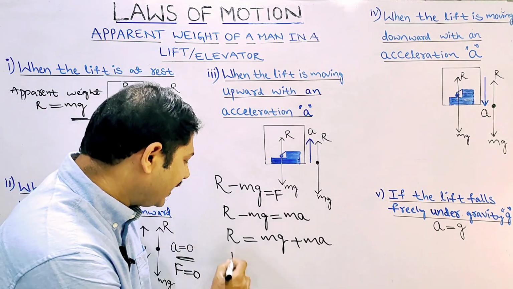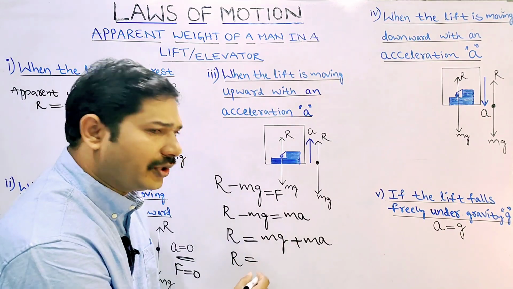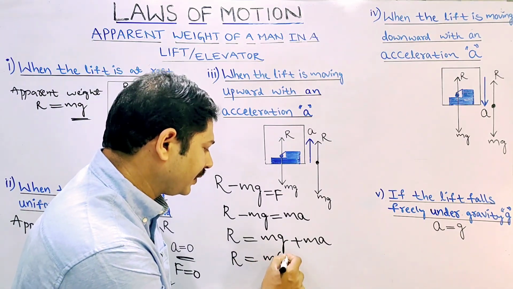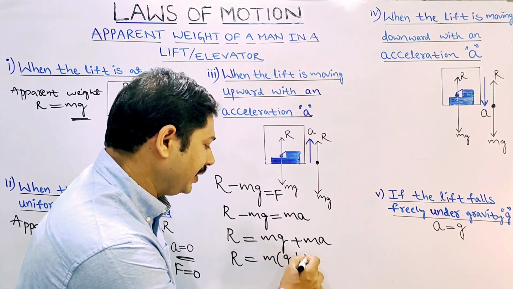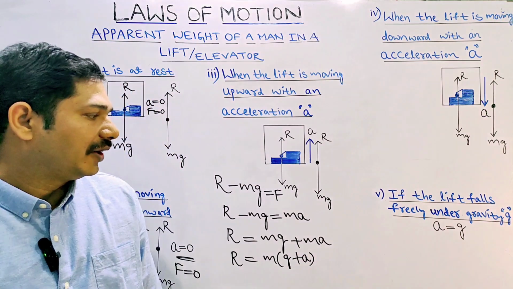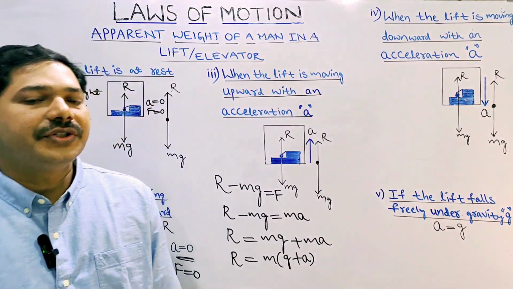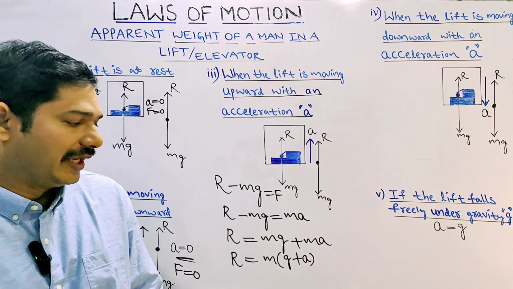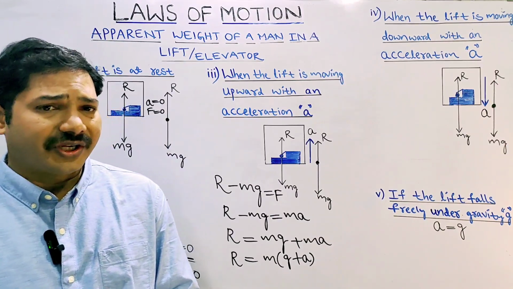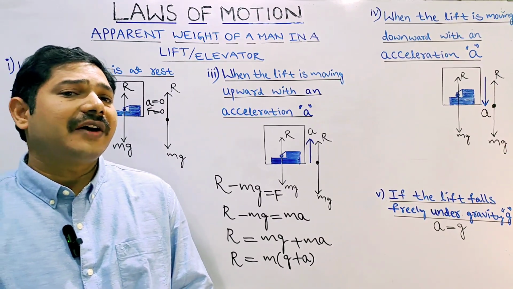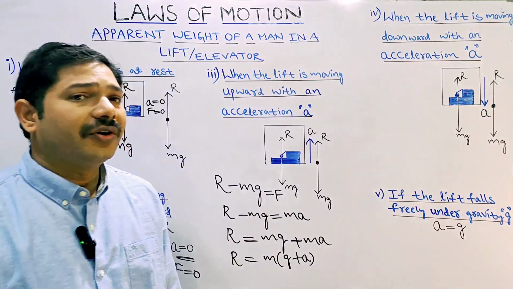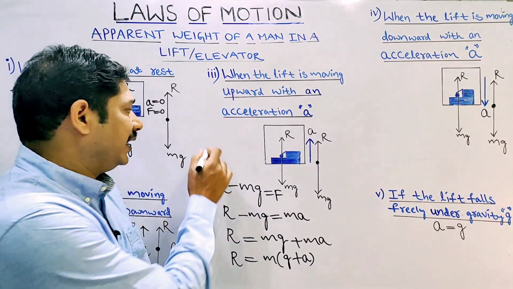So R equals m into (g plus a), taking m common. Now the fraction of apparent weight, the increase in apparent weight, we need to find.